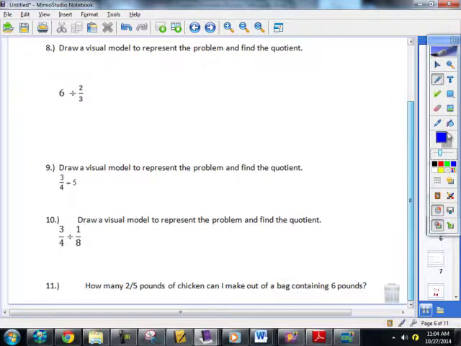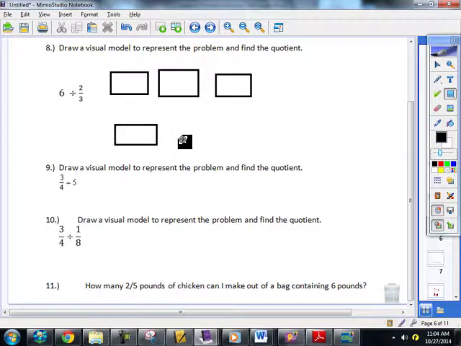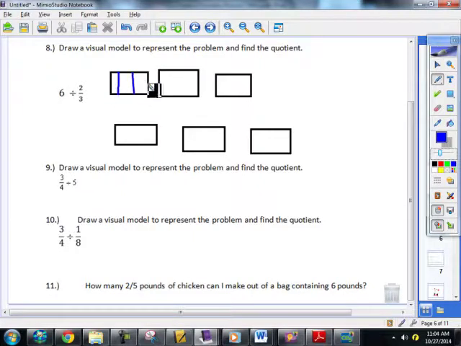Okay, number 8. Again, if you haven't done these, make sure you're doing them first before you go any further. First thing I'm going to do is model my dividend. 1, 2, 3, 4, 5, 6. Sorry, those aren't the same size. The question would be how many 2/3 groups or groups of 2/3 are there in 6? So I need to cut these into thirds. Okay, and I know 2/3 make a group, or 2 of those make a group.